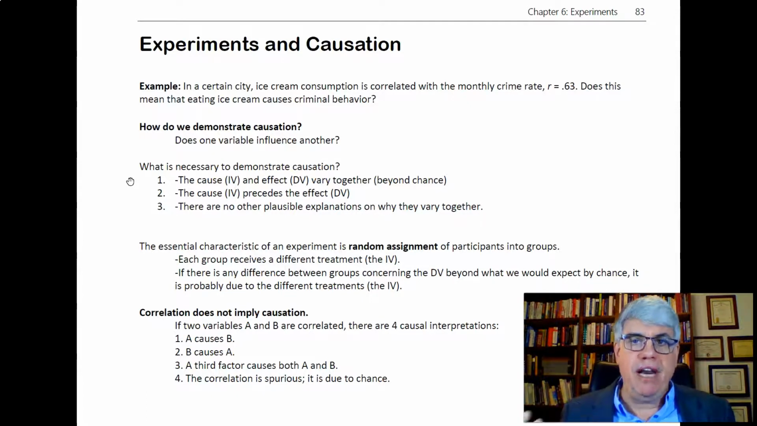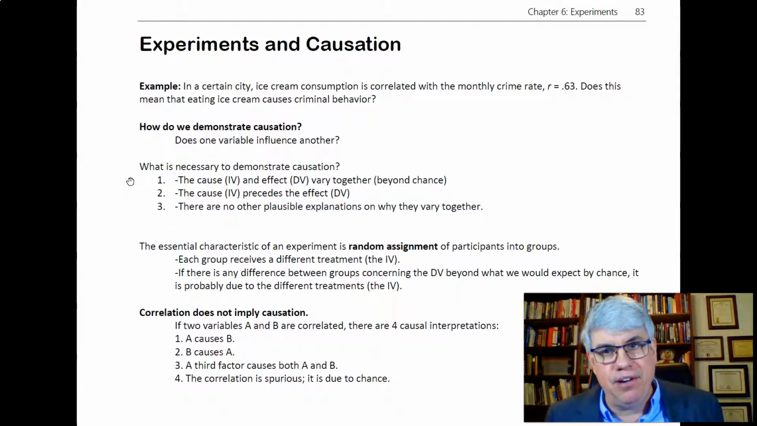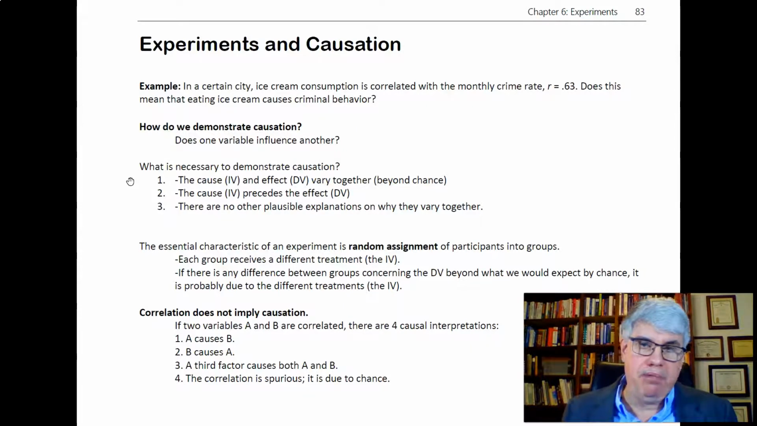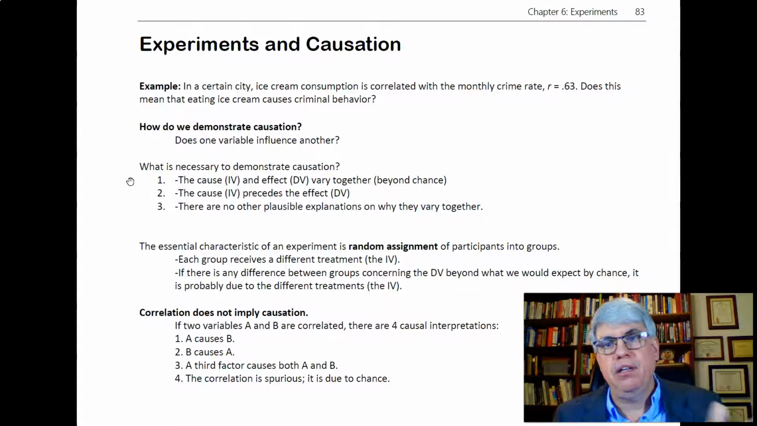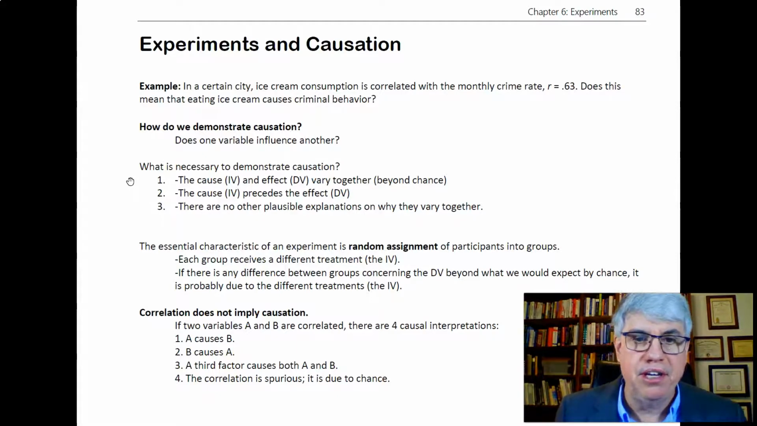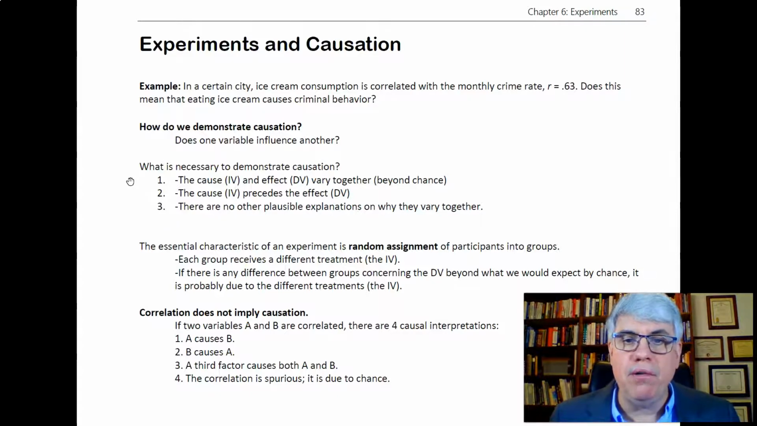Which is usually what happens. But we're typically satisfied if we can demonstrate that causation can occur in one direction. Now, perhaps it can occur in the other direction too, but we need to show that a change in one leads to a change in the other, that the cause needs to precede the effect. And then the third thing that we need to demonstrate is that there are no other plausible explanations on why they vary together.